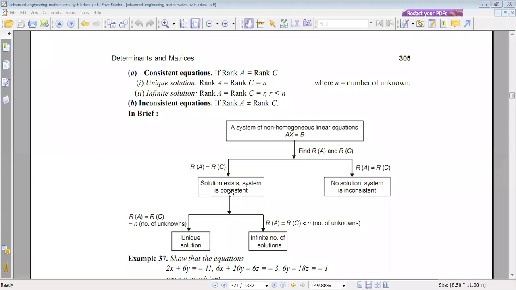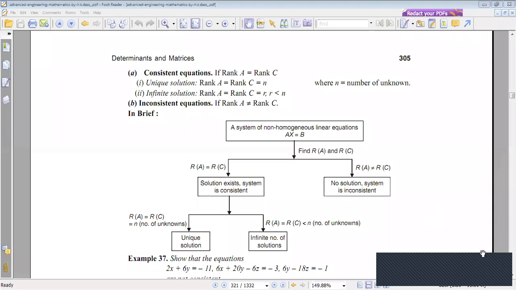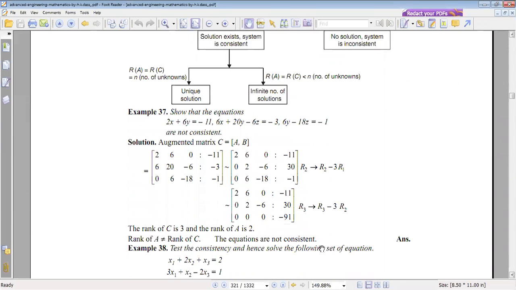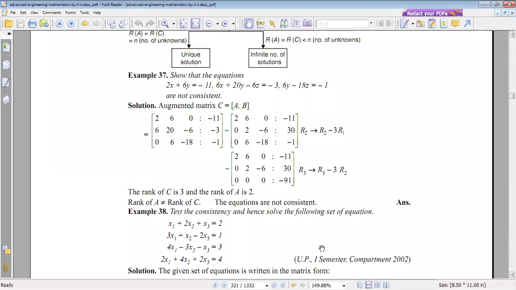Okay, now there are two parts. If rank of A equal to rank of C equal to N, N means the number of unknowns, unknowns means that's X, Y, Z, then it has one unique solution. So if it is not equal to n, that means less than n, then the system has infinite number of solutions. Clear? Now let's see one example.